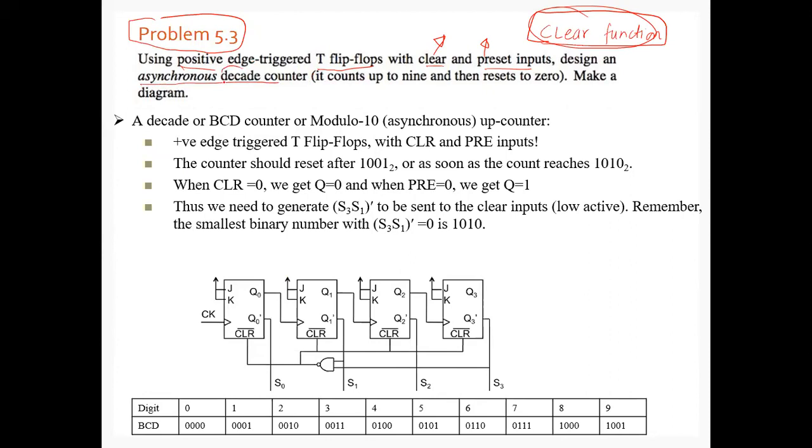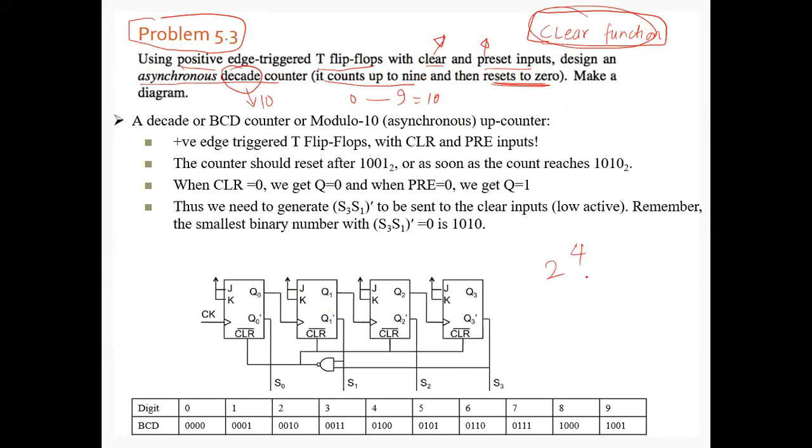Decade. So what is the meaning of this? It means 10, right? It counts up to 9. 0 through 9, 10 in total. Then resets to 0. After 9, it resets to 0.